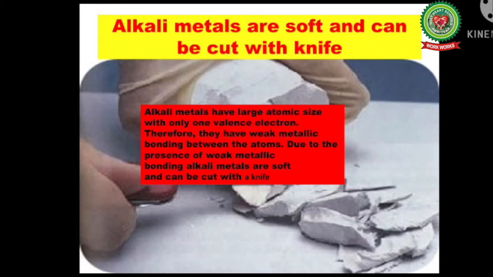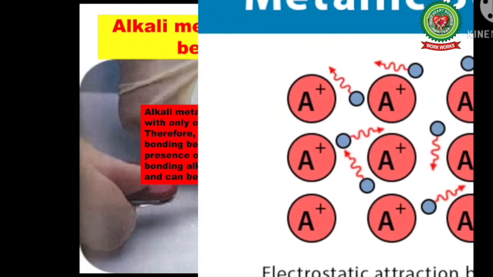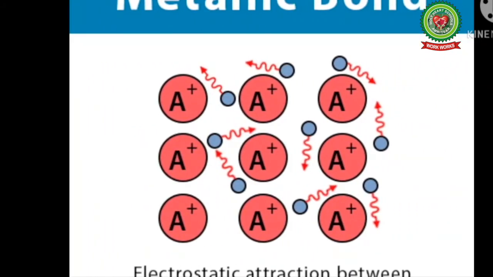Alkali metals have large atomic size with only one valence electron. When we talk about a particular period, alkali metals have the largest atomic size in their respective period. Now, due to one valence electron, they have weak metallic bonding. So due to the presence of weak metallic bonding, alkali metals are soft and can be cut with a knife.